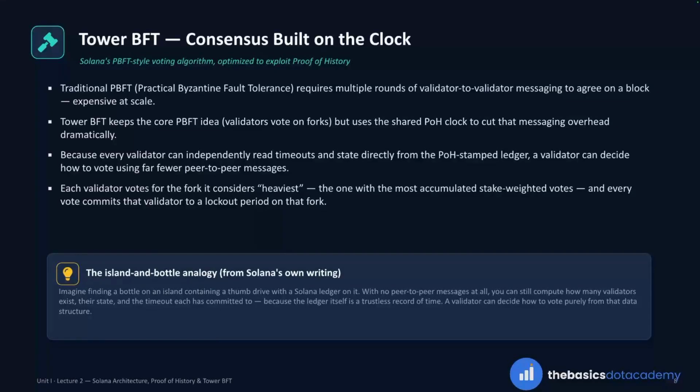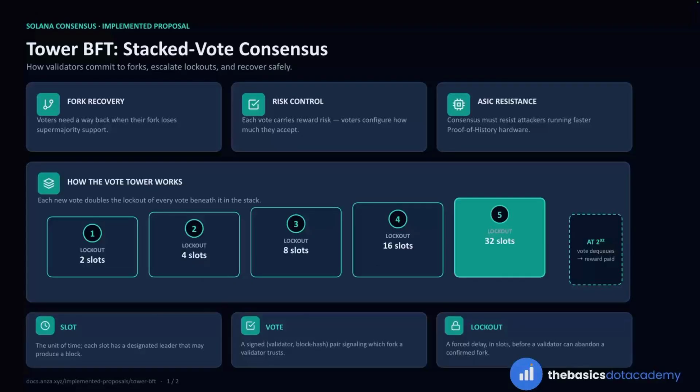Each validator votes for the fork it considers heaviest. Whenever a new transaction comes in, so there are multiple forks, the validator decides which fork is the heaviest and casts its vote on that heaviest fork, the one with the most accumulated stake-weighted votes. And every vote commits that validator to a lockout period on that fork.